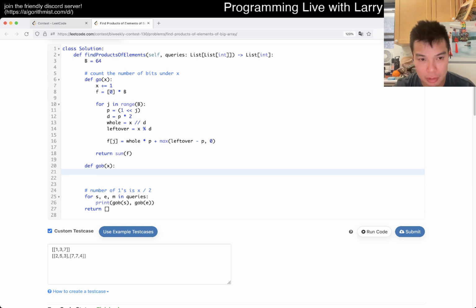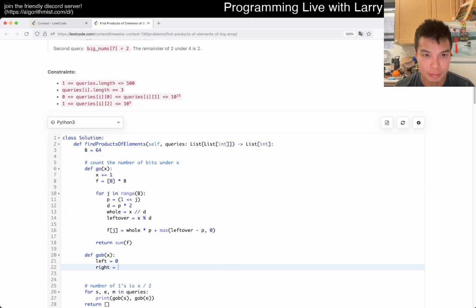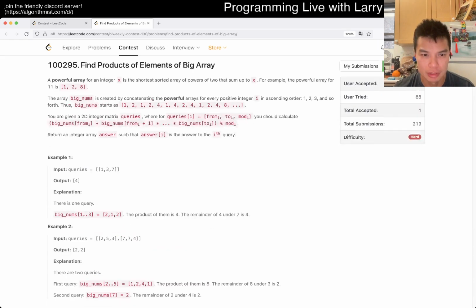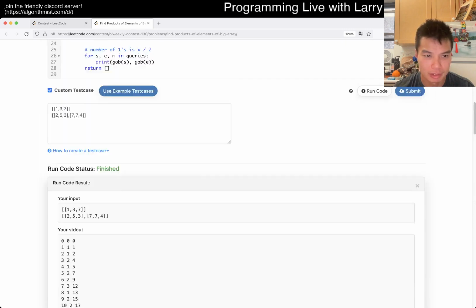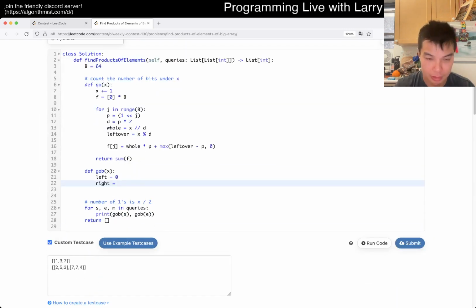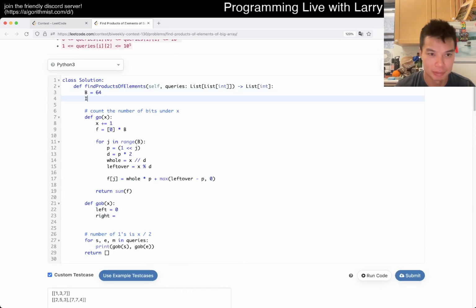Let's see. Okay, so binary search. 10 to the 15. How fast does this grow? I don't know. Let's just do 10 to the 15 then. Oops. What did I click on? Hopefully I didn't submit by accident. That has happened before.